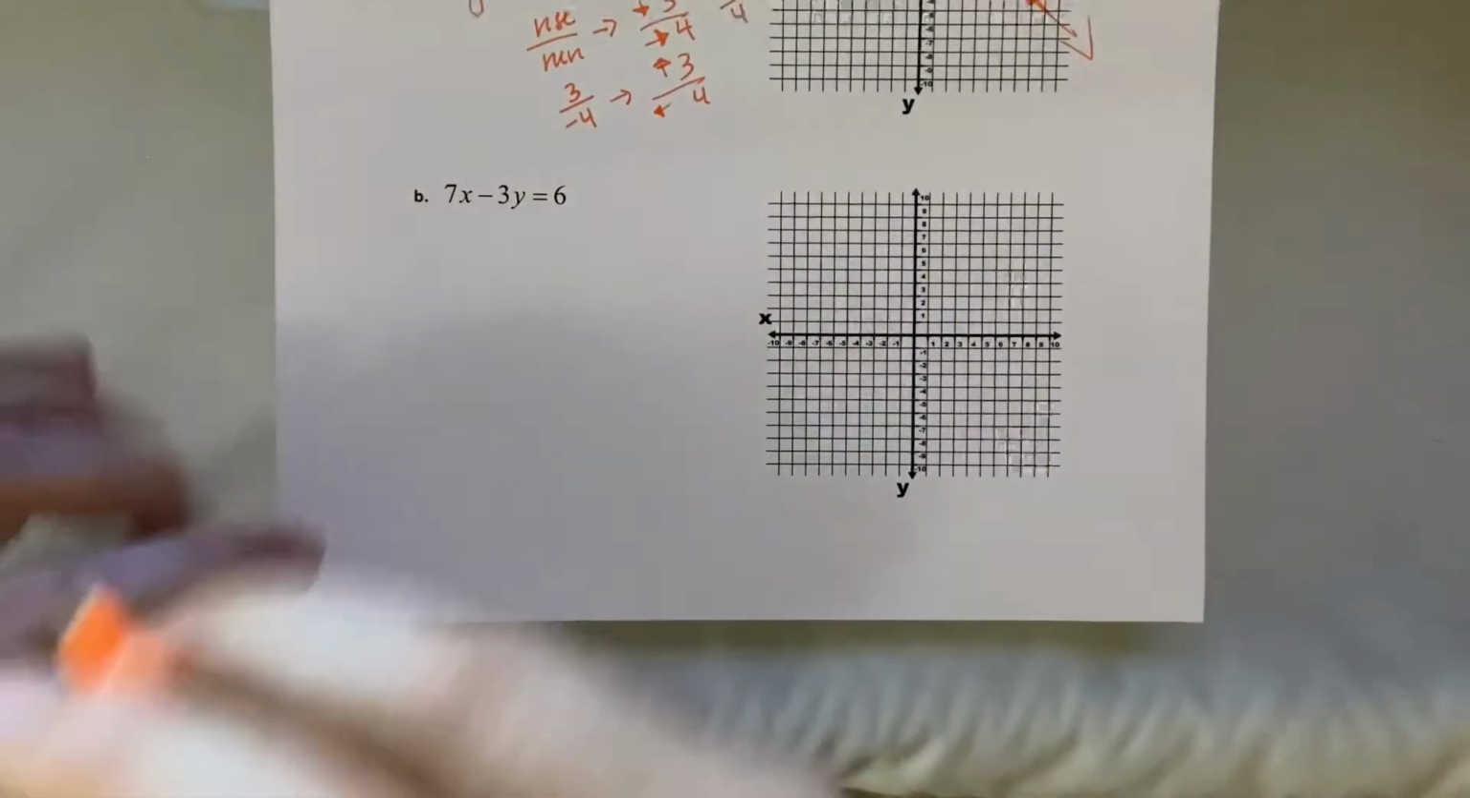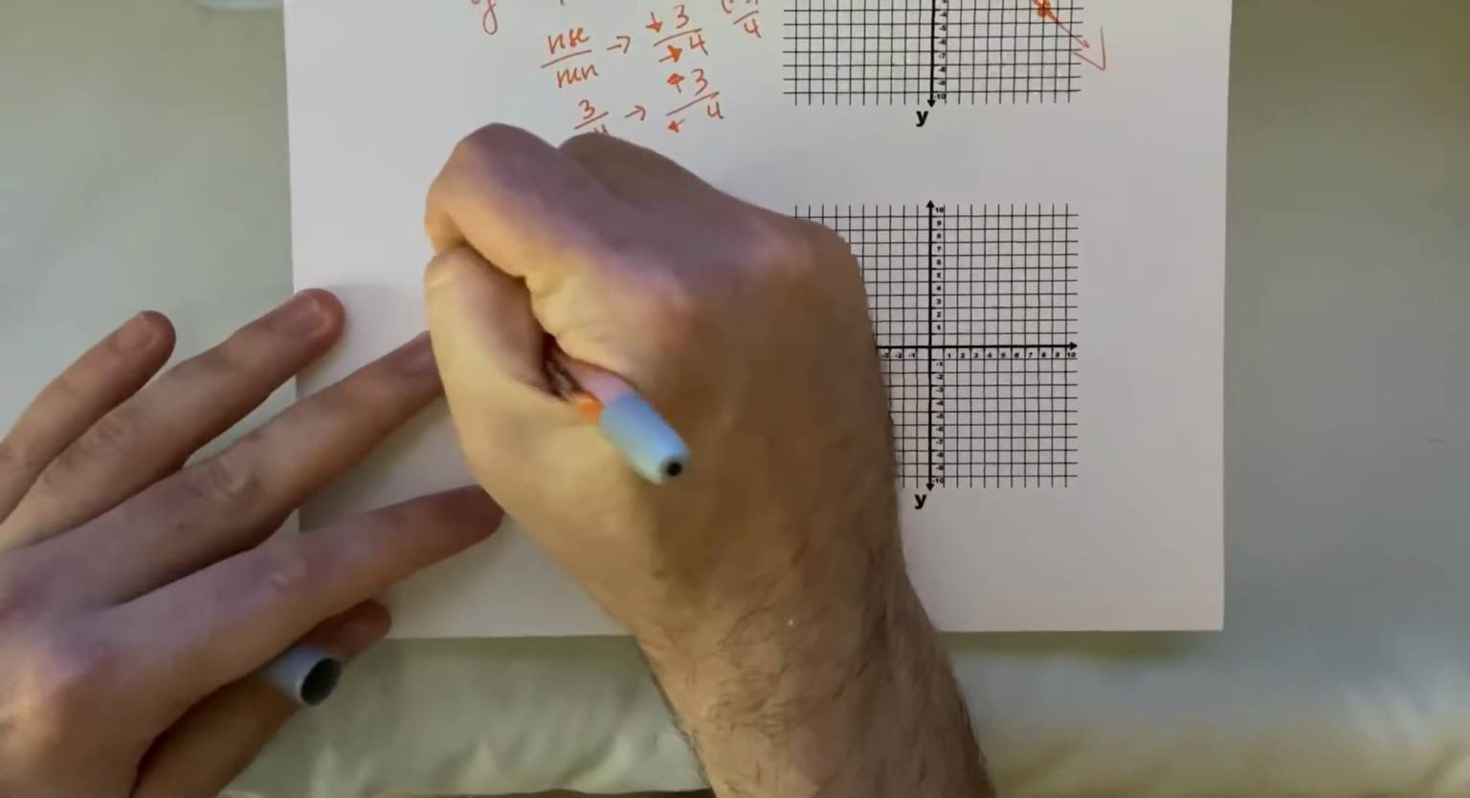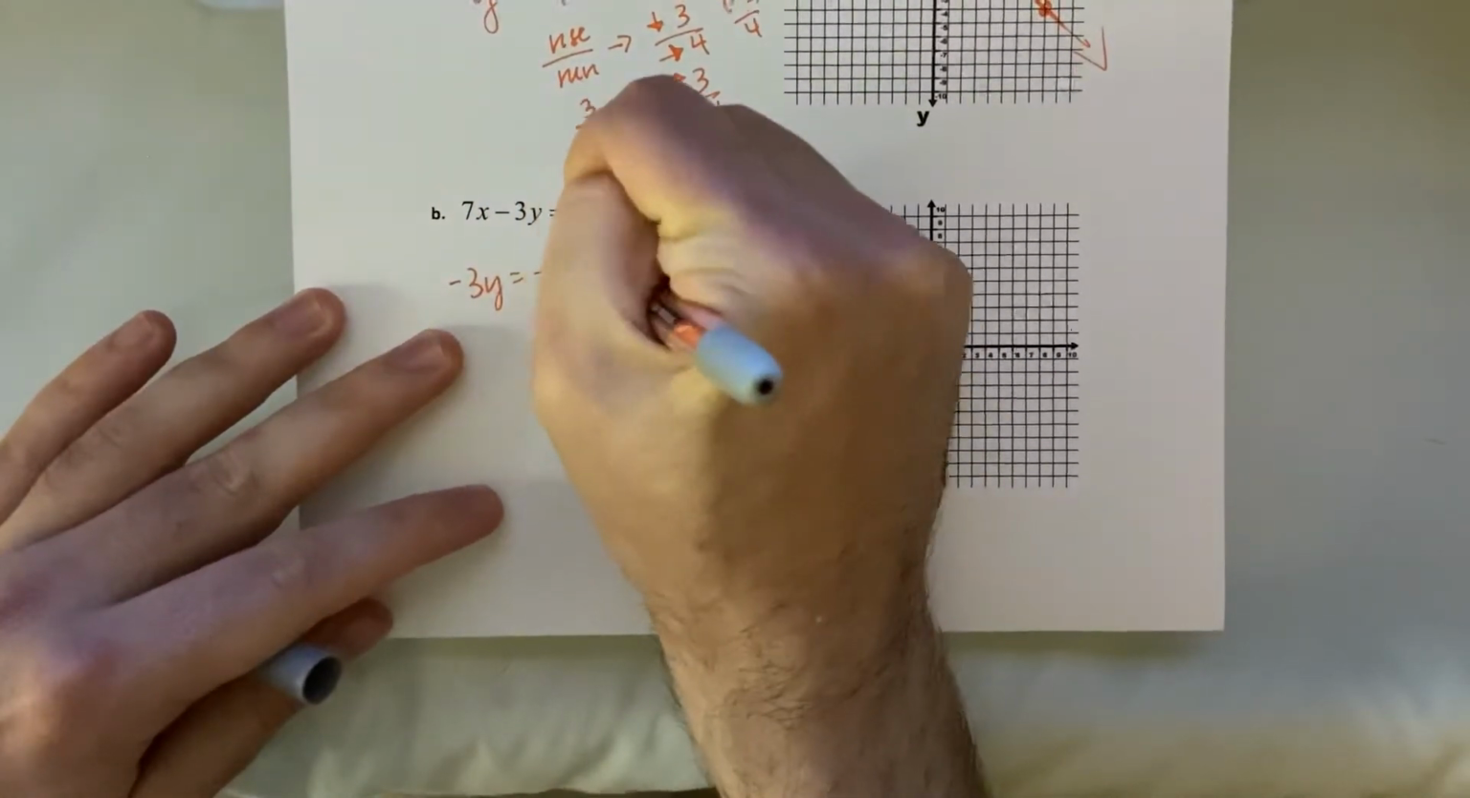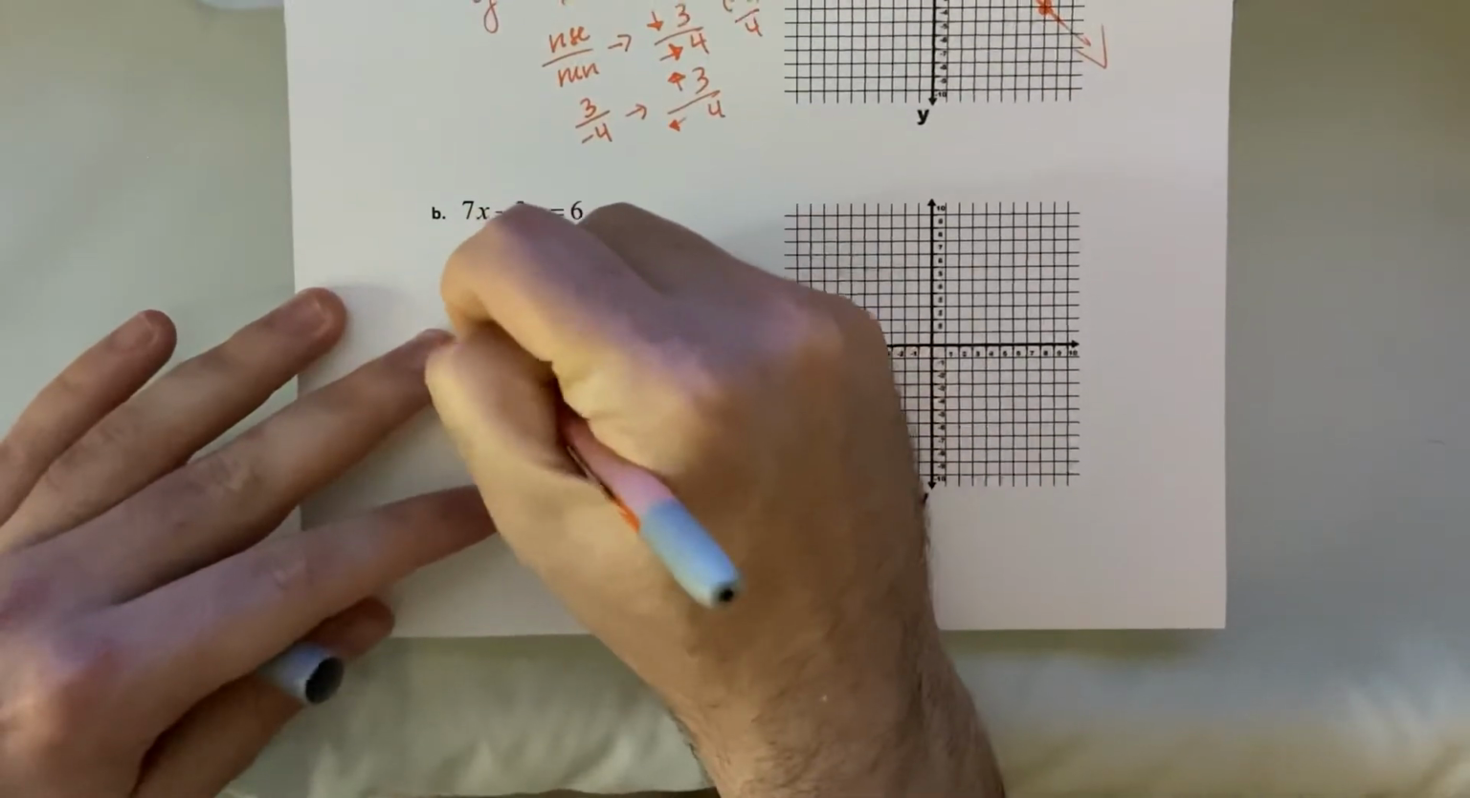7x minus 3y equals 6. So negative 3y equals negative 7x plus 6. Divided by negative 3.